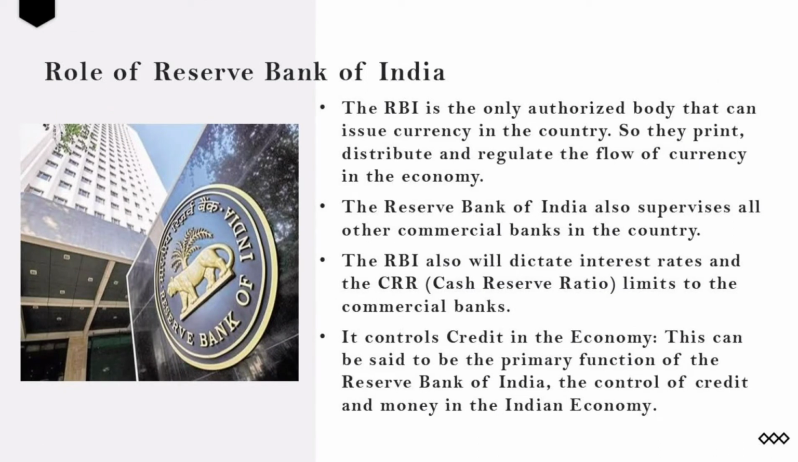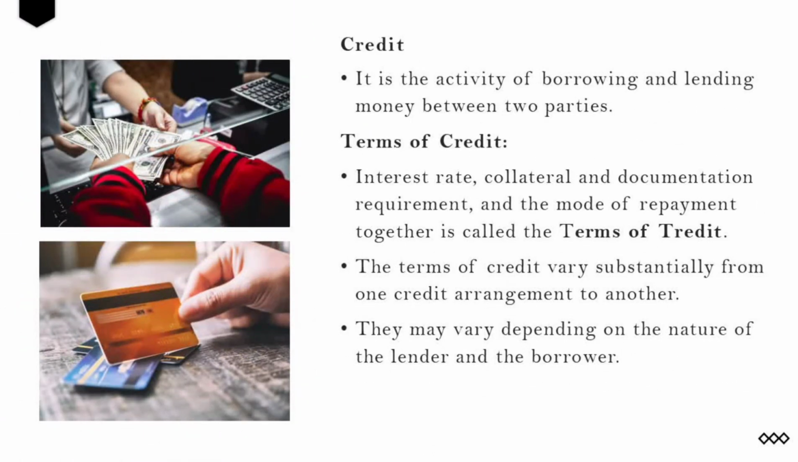Now, the role of the Reserve Bank in India. The RBI is the only authorized body that can issue currency in the country. They print, distribute and regulate the flow of currency in the economy. Second point, the Reserve Bank of India also supervises all other commercial banks in the country. Third point, the RBI also dictates interest rates and the CRR, cash reserve ratio, limits to the commercial banks. And finally, it controls credit in the economy. This can be said to be the primary function of the Reserve Bank of India, to control the credit facilities and credit sources of a country.